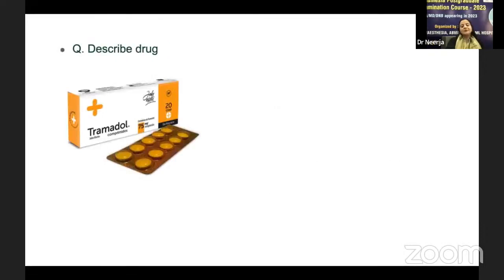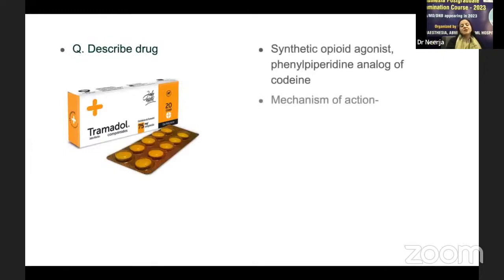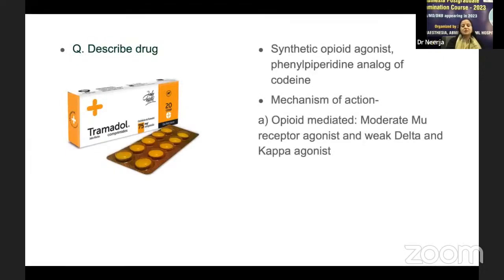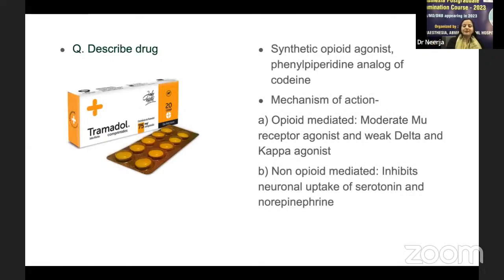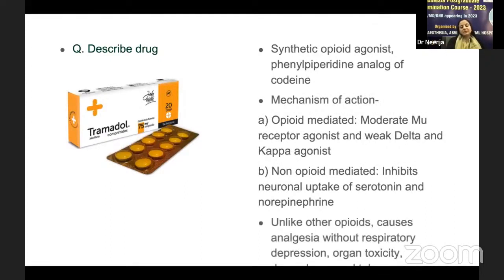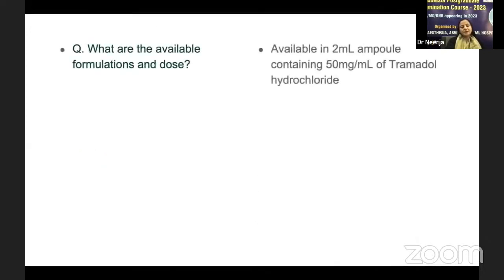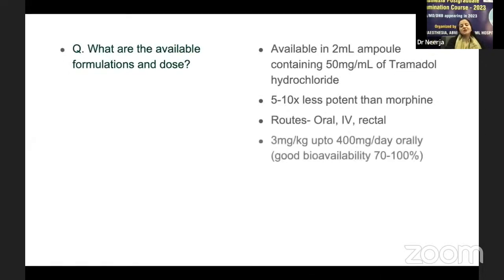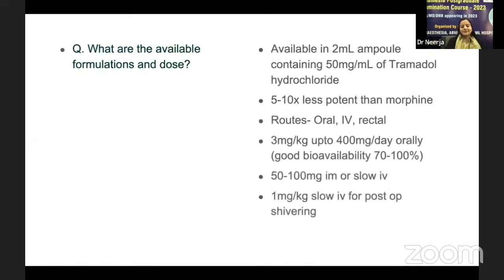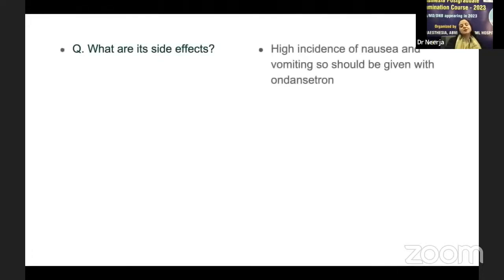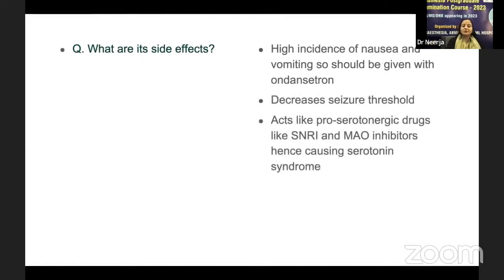This is tramadol. You people have used it. It is a weak opioid and has not only an opioid-like action but also a non-opioid mediated action. The chances of respiratory depression are much lower with this drug. These are the various formulations, orally very easily available, also in combination with paracetamol and others. It is also used for postoperative shivering. Please do not use it in patients who have a propensity for seizures or a history of seizures. So in neurosurgery patients postoperatively, it should be avoided.